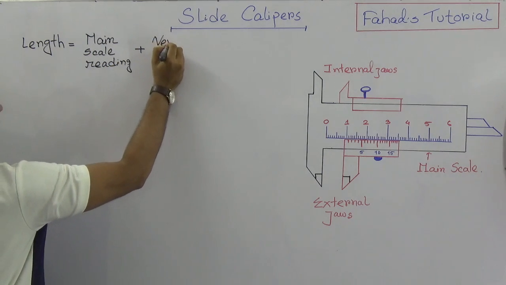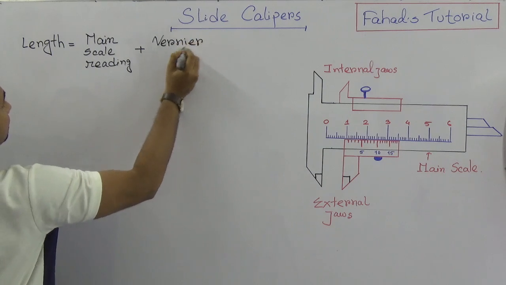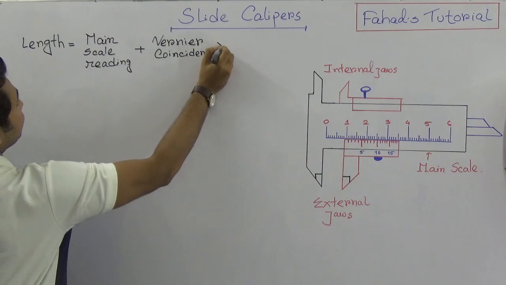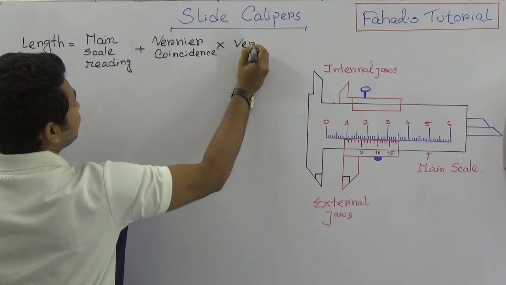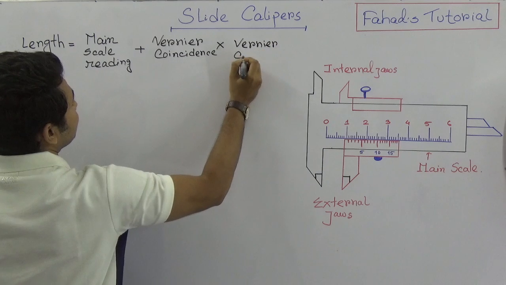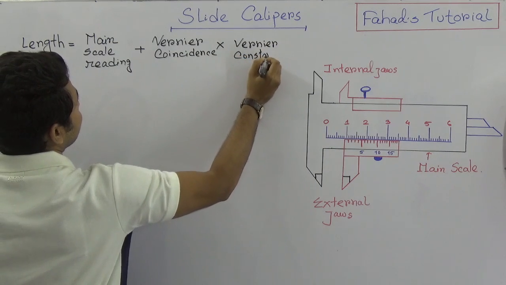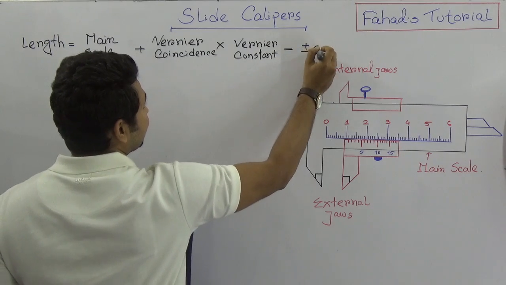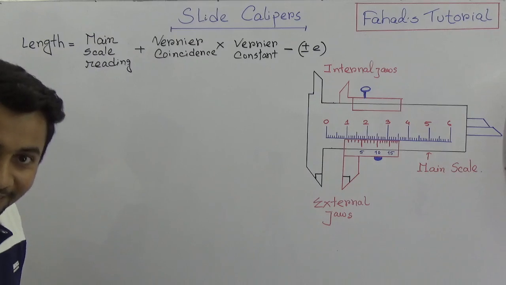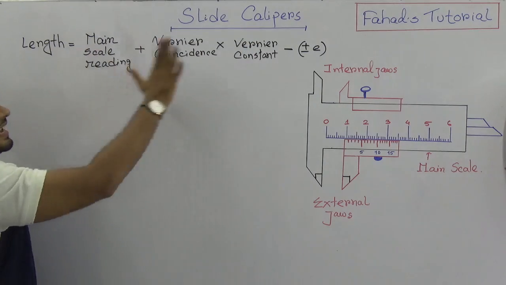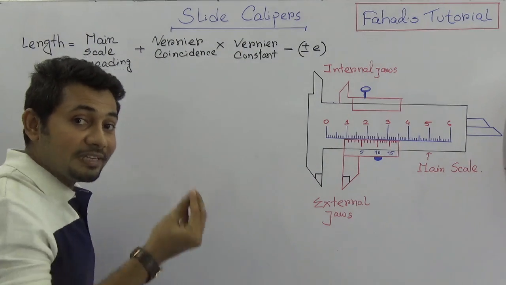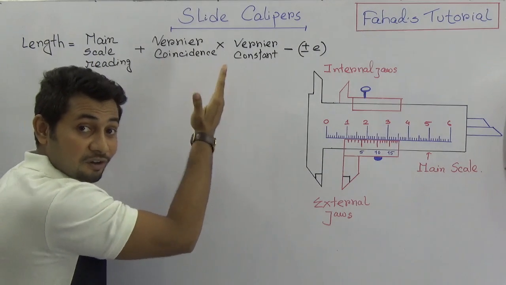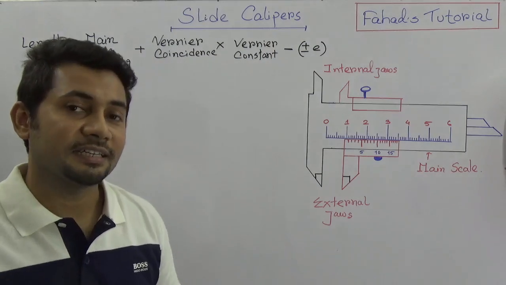Plus Vernier Coincidence, then multiply it with the Vernier Constant, and then we have to subtract the mechanical errors. Theoretically, we will follow these lines, and we need to know very simply what the main scale reading is, what the Vernier coincidence is, what the Vernier constant is, and what the mechanical errors are.